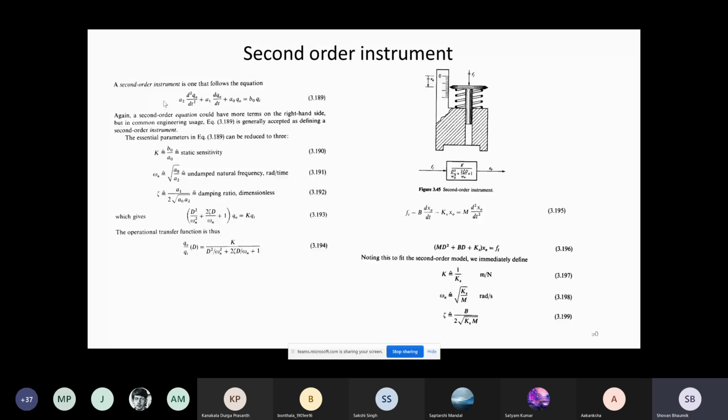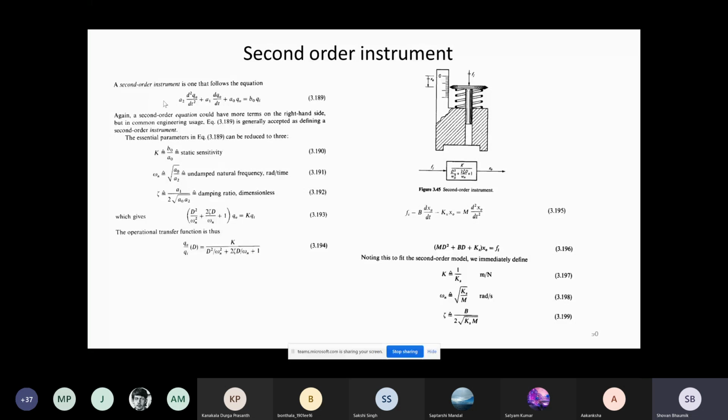So equation 3.189 is called a second order system because the order of the differential equation which can be used to model it is 2. Now, if you look at equation 3.189, there are many constants. In fact, you can see four constants: a2, a1, a0, b0.